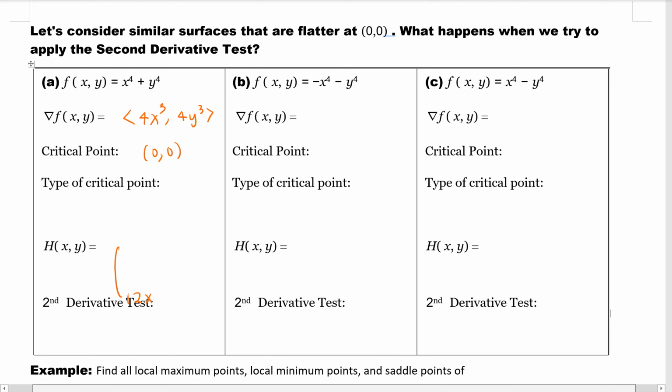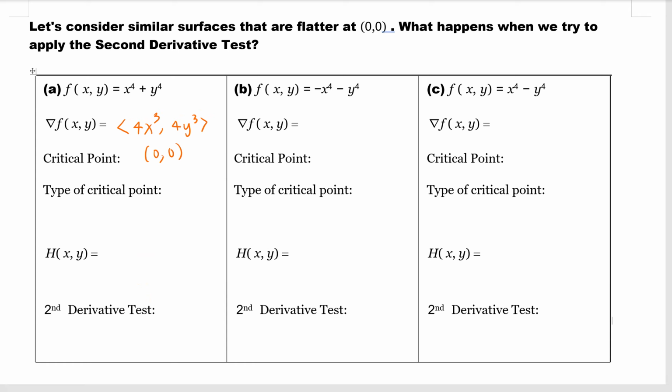It shifts my letter again. So what's the Hessian matrix now?